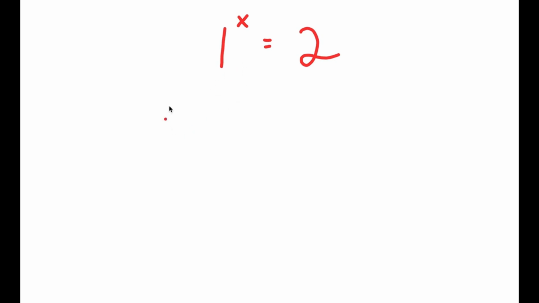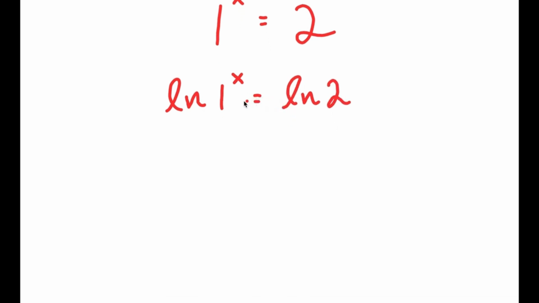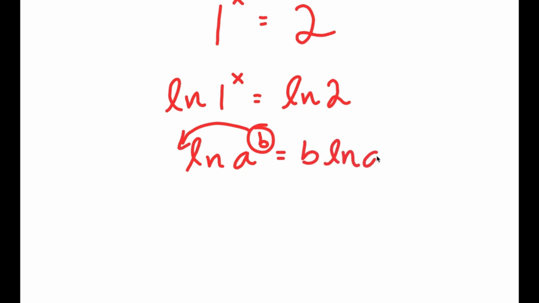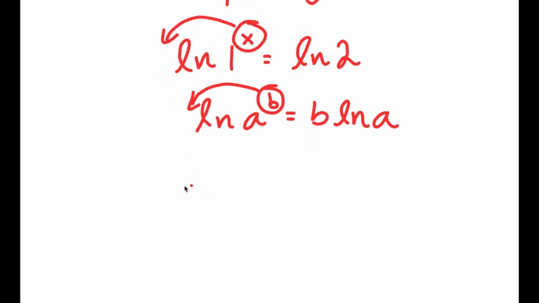So first off, let's take the natural log, or ln, on both sides. So I'm going to do ln of 1 to the power of x is equal to ln 2. Now, if I have something in the form ln a to the power of b, I can move this exponent b to the front, so this can equal b times ln a. So in this case, I have ln of 1 to the power of x, and I can move x to the front, so I get x times ln 1 is equal to ln 2.